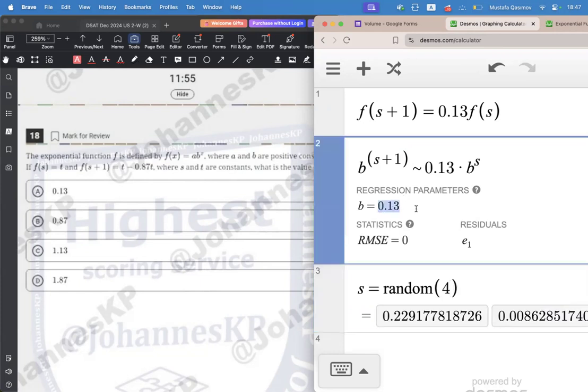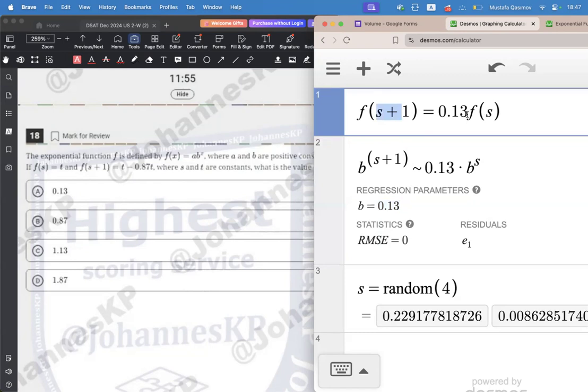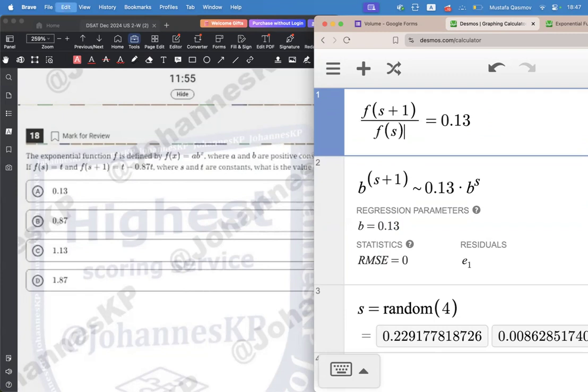We could also subtract 0.87 from 1. Yeah, it's also correct. Because if it is s plus 1, actually you must think of it like that. When you divide it by this one, you will get the value of b automatically. Any question?